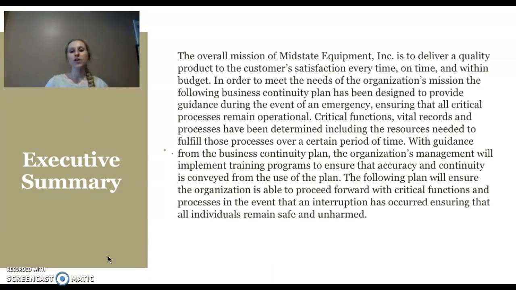Critical functions, vital records, and processes have been determined, including the resources needed to fulfill those processes over a certain period of time. With guidance from the business continuity plan, the organization's management will implement training programs to ensure that accuracy and continuity is conveyed from the use of the plan. The following plan will ensure the organization is able to proceed forward with critical functions and processes in the event that an interruption has occurred, ensuring that all individuals remain safe and unharmed.